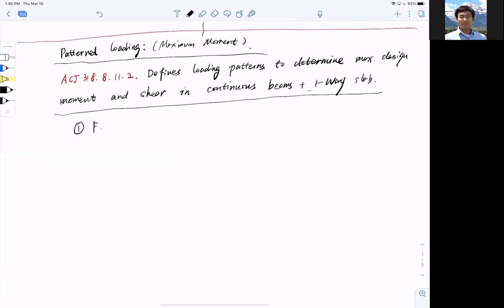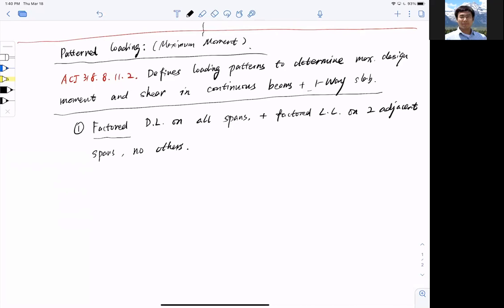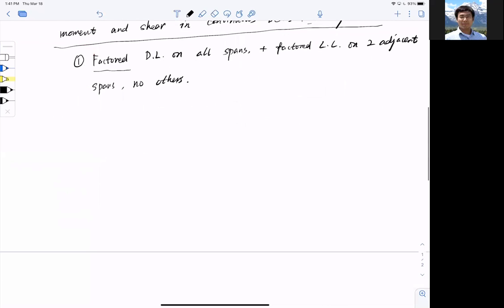First of all, you need to put the factored dead load on all spans, okay? But plus factored live load on two adjacent spans, and that's it. So this is scenario number one. Essentially, you have to apply this to check for your design moment.